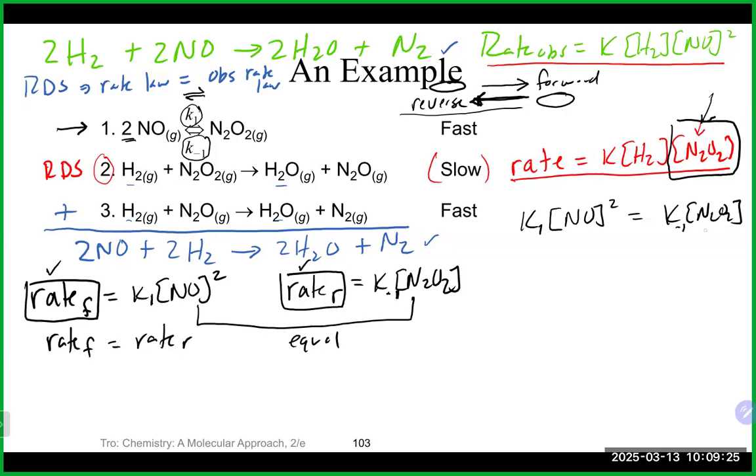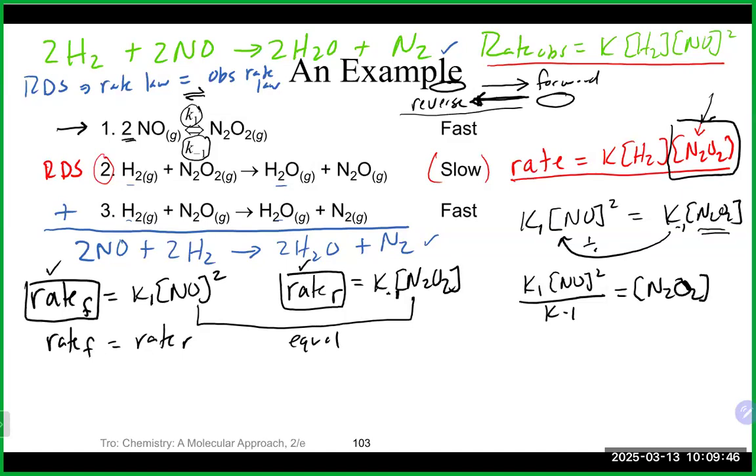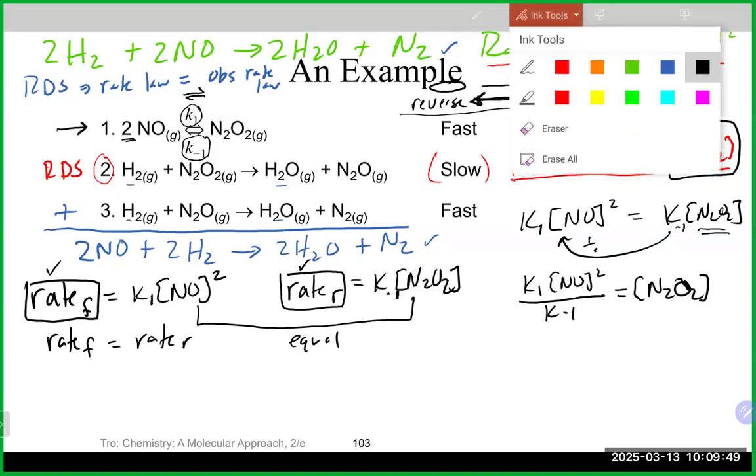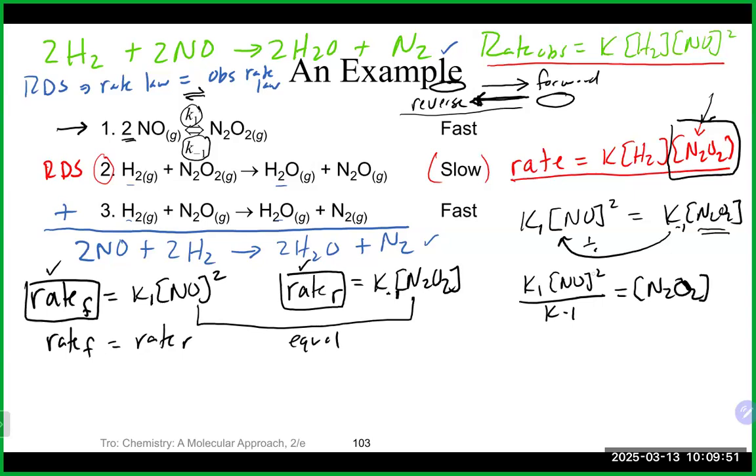So I now have my intermediate over here, and I can isolate it by dividing that K value to the other side. And that would give me K1 times NO squared divided by K to the minus 1 equals N2O2 in this case. At this point, I now have, if I could get that, there you go. I now have this, which basically equals this. And now I have really what I need to substitute into here.